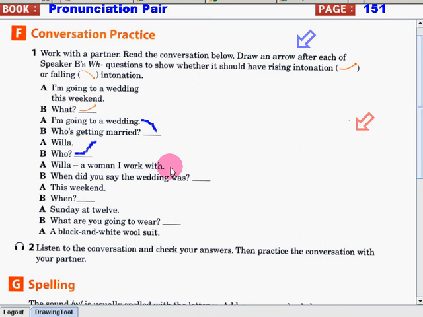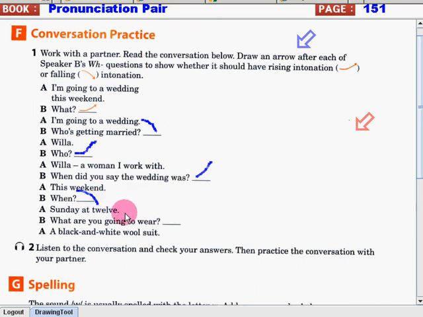A. Willa, a woman I work with. Letter B. When did you say the wedding was? Answer: rising. Letter A. This weekend. When? Answer: falling.